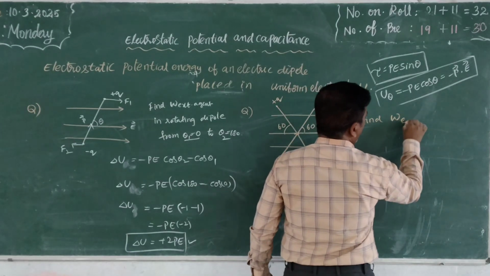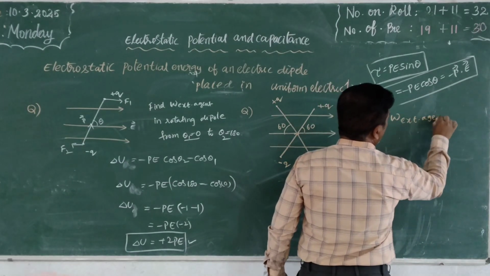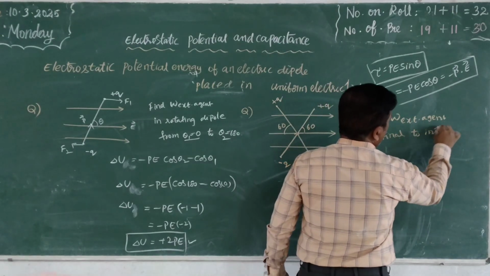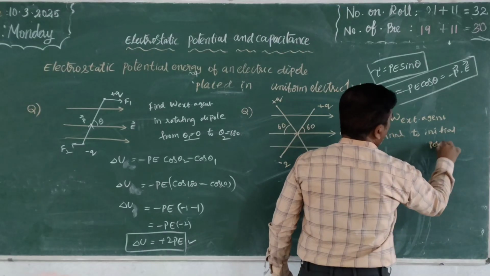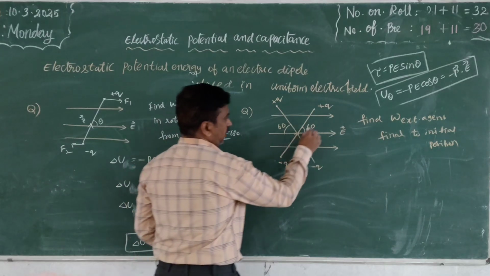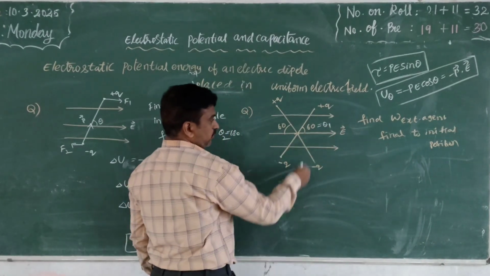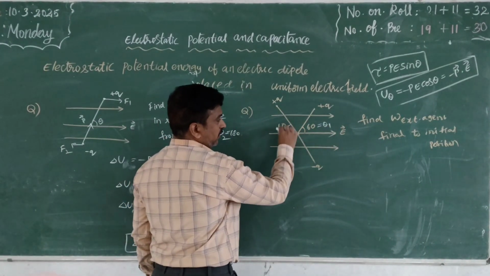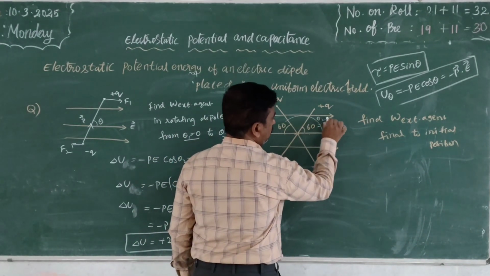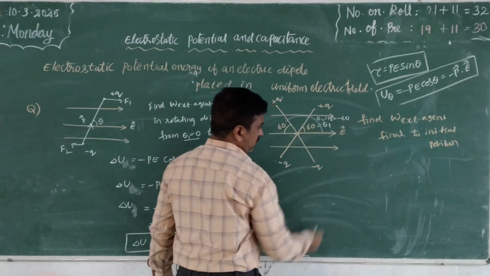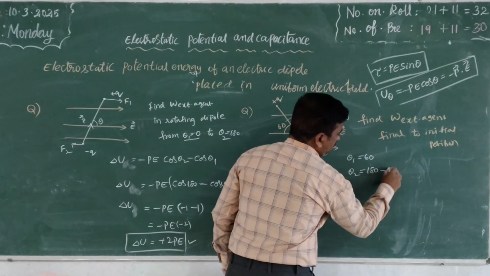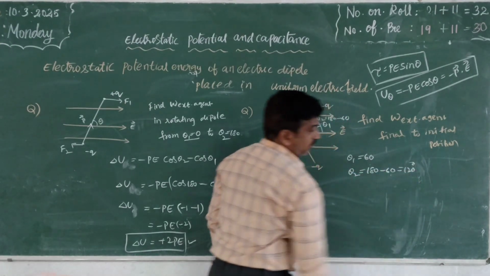Find the work done by the external agent from final to initial position. So we want to find out what is the work done. For that, here theta 1 equal to 60 degrees, and theta 2, from here to here the total is 180. So 180 minus 60 we can get the theta 2 value. What is the theta 2 value? 180 minus 60, that is 120 degrees.